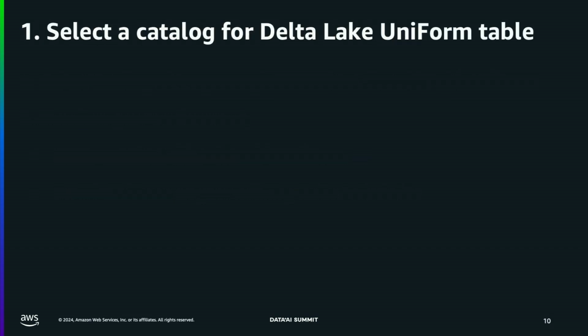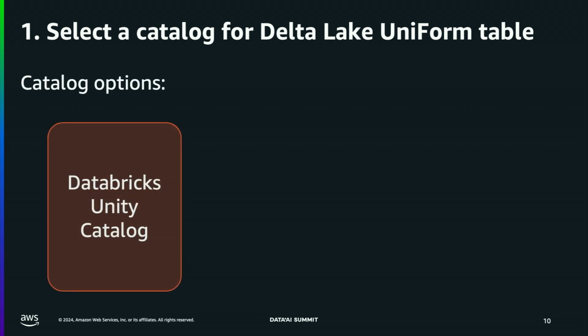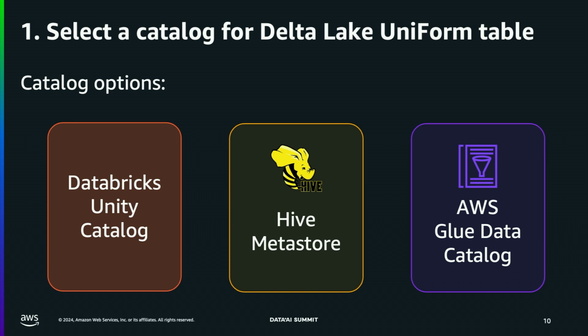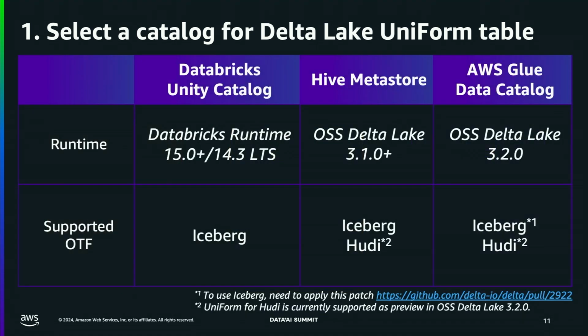In the first step, you choose a catalog for the Delta Lake UniForm table. These are the catalog options that you can use. You choose the catalog option suited to your analytics environment, like Databricks Unity Catalog or Hive Metastore. And if you use AWS, you can choose AWS Glue Data Catalog. This table outlines the specific conditions for using UniForm. Note that for Hudi, you need to use open source Delta Lake 3.2.0.